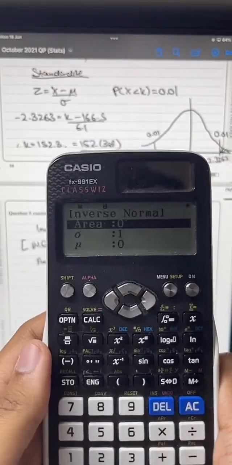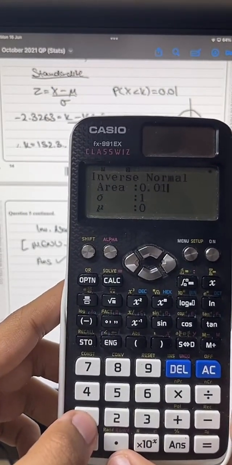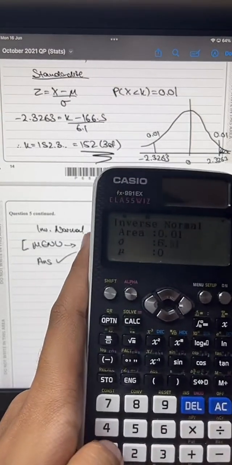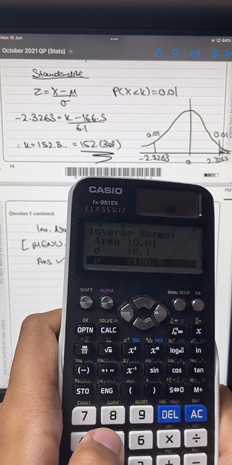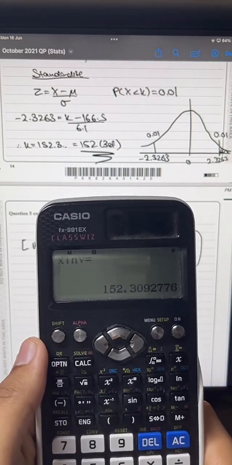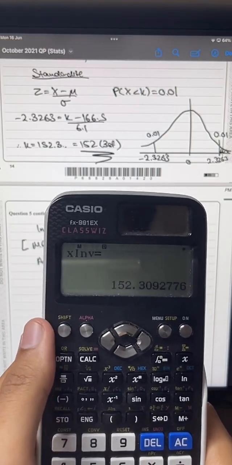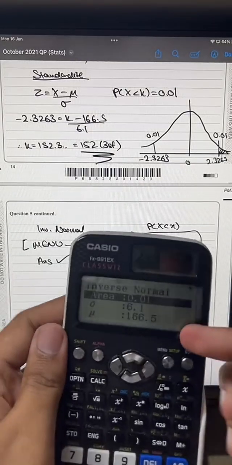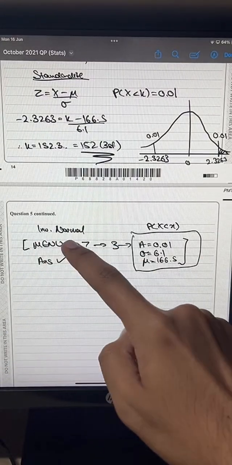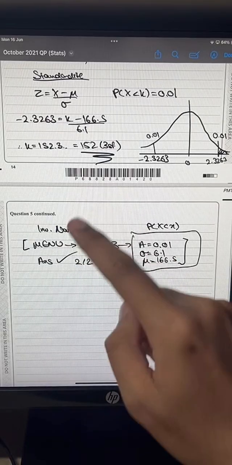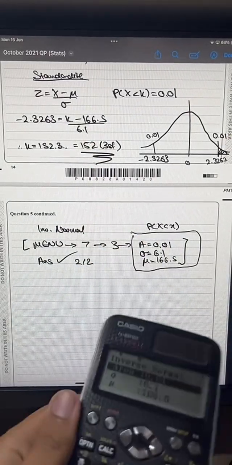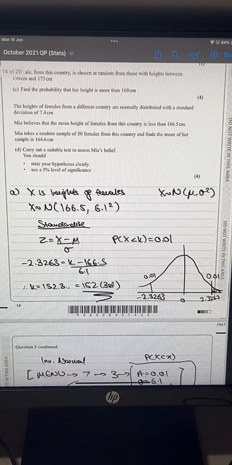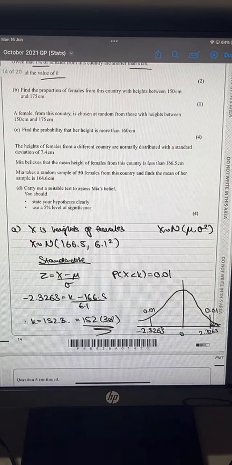So if I click 3, the area is 0.01. My sigma is going to be 6.1, which is given to me in the question, and my mu is 166.5. And then I get 152.3 and so on, and I just rounded to 3 sig figs is 152 up there. If you write down this, like this is what you'd write in your exam, inverse normal, area equals this, and these values, then you can just put your answer as is, right? So write it to more decimal places, then round. That will give you 2 out of 2 as well if you don't do the standardized method. So that's how you would do that question.